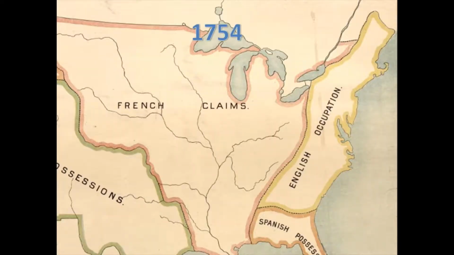There were many events that led up to the Revolutionary War in America. Let's take a look at a few of those events. It all started in 1754 when the French and the British decided to fight over land.